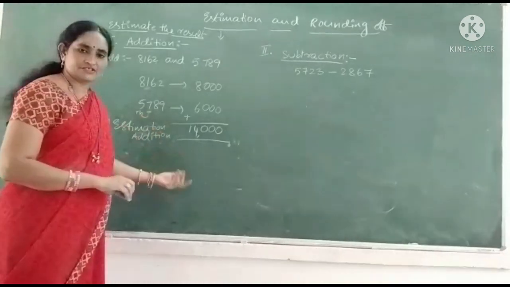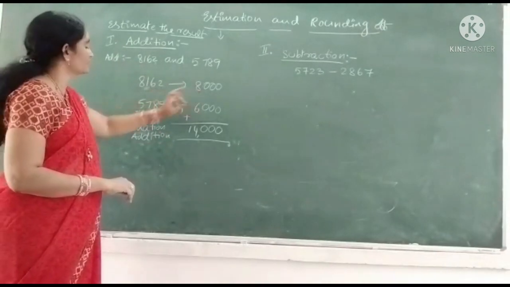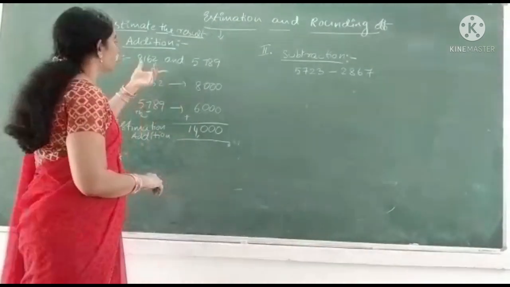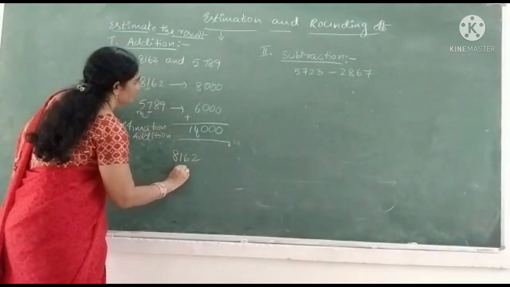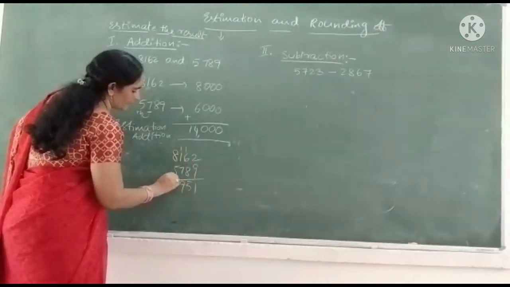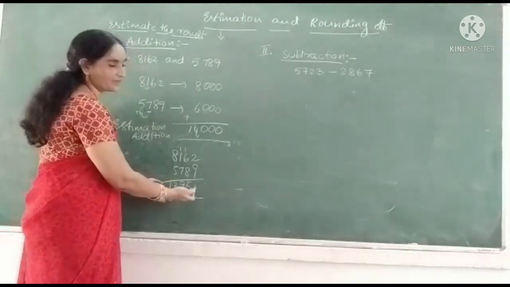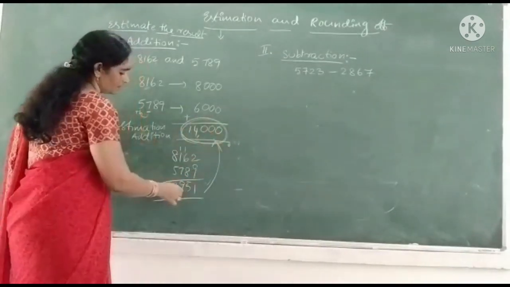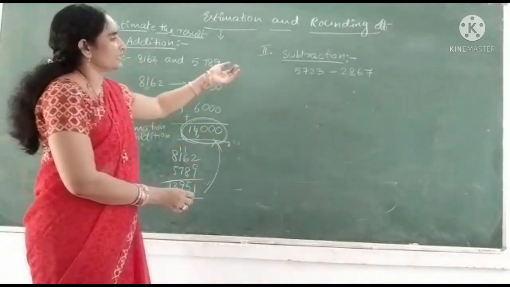Now we calculate the exact value. We took this rounding off to 8,000, this rounding off to 6,000, total is 14,000. We verify the exact number with the estimation value. Exact value is, add these two numbers: 9 plus 2 is 11, 1 and 4 is 15, 1 and 1... and this is 13,951. This is verification.